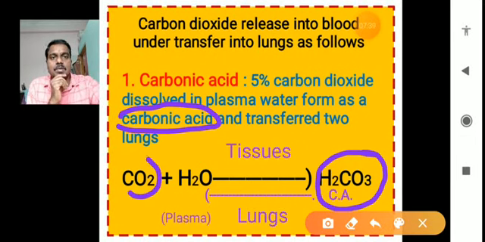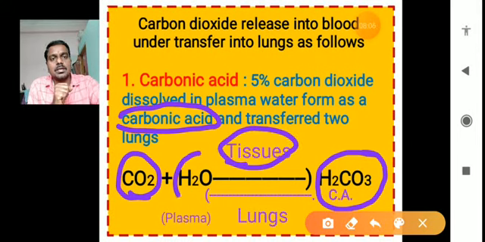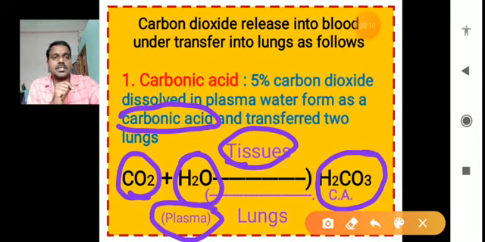So in the cells, carbon dioxide is released by the mitochondria, which produce ATP from the basic molecules of the food materials. The mitochondria use oxygen and release carbon dioxide. So the ATP is produced and carbon dioxide is released. That carbon dioxide is released in tissues and binds with water present in the plasma, and that water converts the carbon dioxide into carbonic acid, meaning H2CO3. This carbonic acid is formed in the plasma.